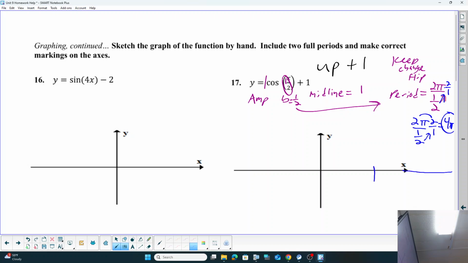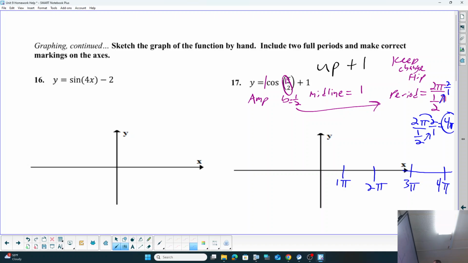So right here, all the way to here. So that's going to be 4 pi, right? And then this is going to be half, which is 2 pi. Half of that is 1 pi. 1 pi, 2 pi, 3 pi.